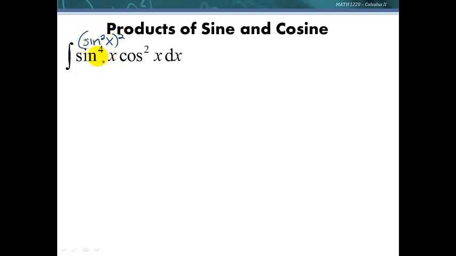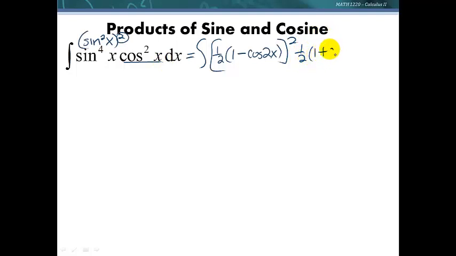So we're going to replace this sine to the 4th x as sine squared x, squared, and then express it using the half angle. So that's going to be 1/2 times 1 minus cosine 2x, and all of that will need to be squared because of this. And then we're going to replace the cosine squared with its half angle identity, and that's 1/2 times 1, this one's a plus, cosine 2x dx.